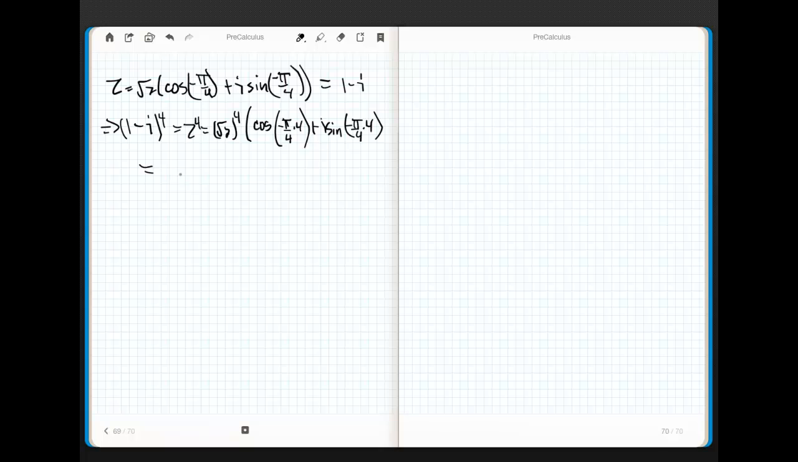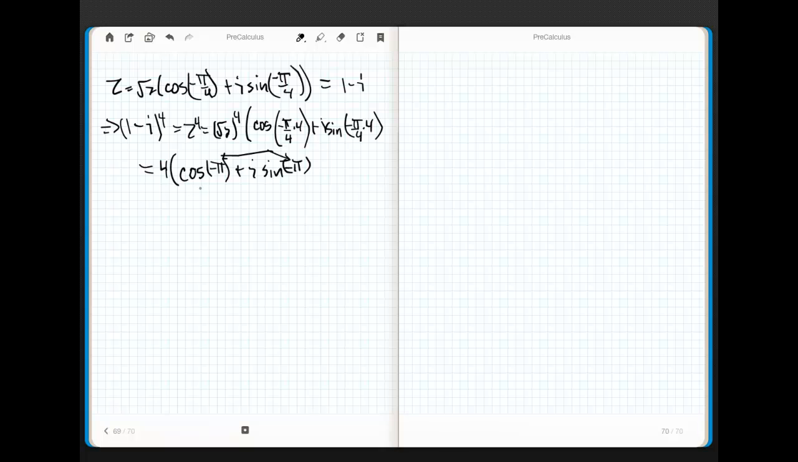Well, root 2 squared is 2, so root 2 to the fourth has to be 4. This ends up being cosine of negative pi plus i sine of negative pi. Remember, these two angles always have to be the same. They've always got to be the same thing.